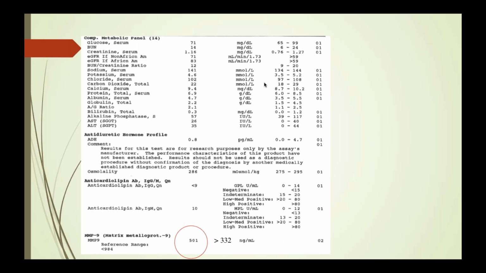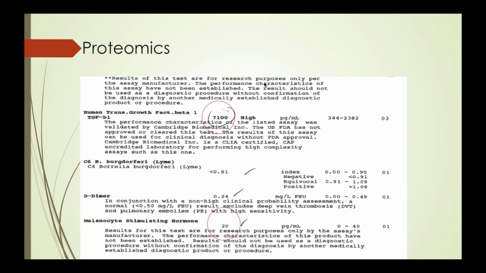We do use the normal ranges for ADH and osmolality as well as anticardiolipin antibodies. Here's an individual whose TGF-beta1 was high, so 7100. One of the Lyme tests, C6, was normal, D-dimer was normal. And here's another one like MMP9 where the stated range is not what we use. You can see it says 0 to 40, but more importantly, the normal range is 35 to 81. And that's also for good reason. In fact, 35 to 81 used to be the normal range. It's since been changed, but that's not the correct range.